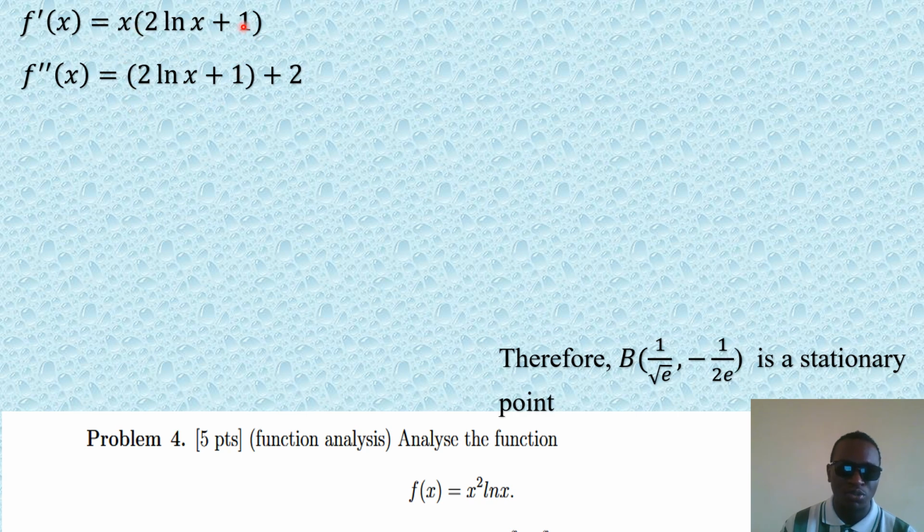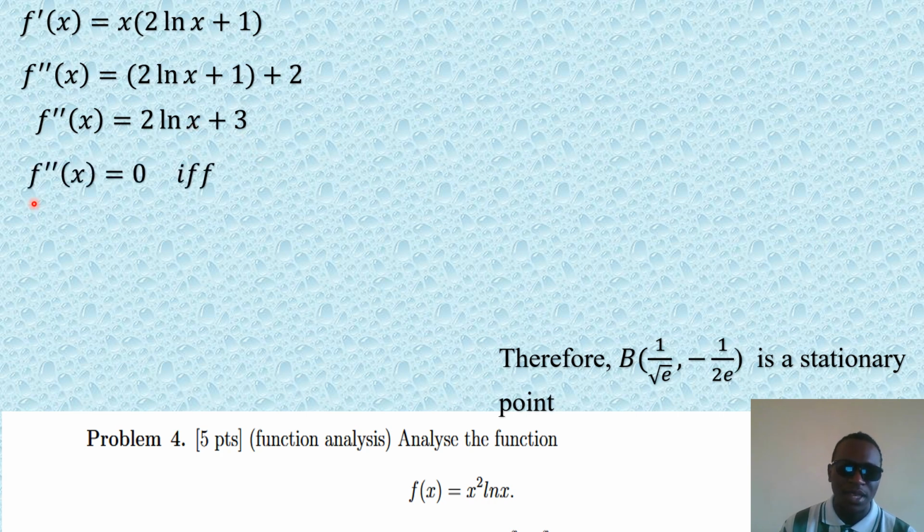Product rule, because it is the product of 2 functions. Then you keep this x unchanged, and you differentiate this. When you differentiate this, you have 2 divided by x. And then differentiating the constant is 0, so you have 2 divided by x times this x, which will give us 2. From there, at the end of the day, we end up with f double prime of x to be equal to 2 natural log of x plus 3.